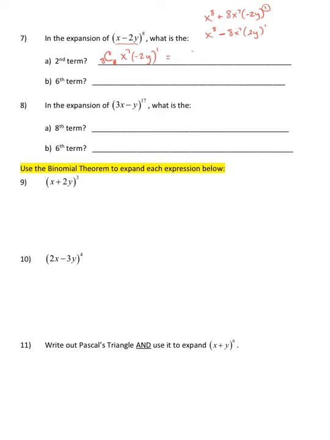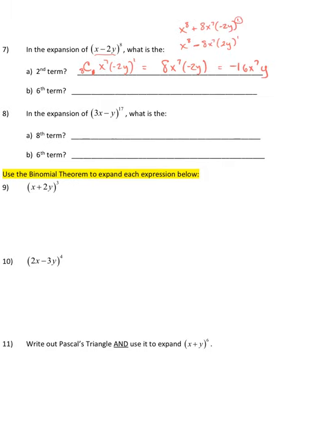So that's simply going to be 8x to the 7th times negative 2y to the first, which ends up being negative 16x to the 7th y. That is your second term. All right, now what about the 6th term?